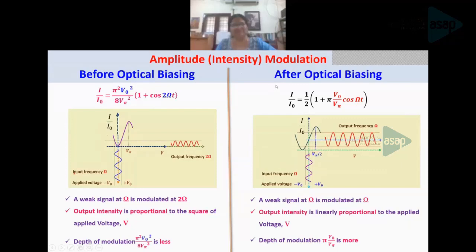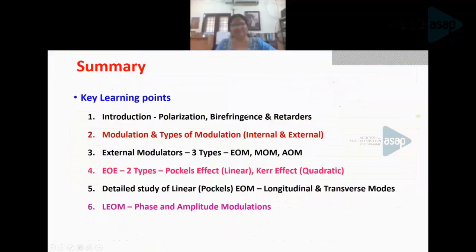So we have solved all the problems. Here the modulation depth was less, as we have seen, and here it is more. This is the modulation depth. So all three problems are solved with the help of optical biasing. That's all about our class.